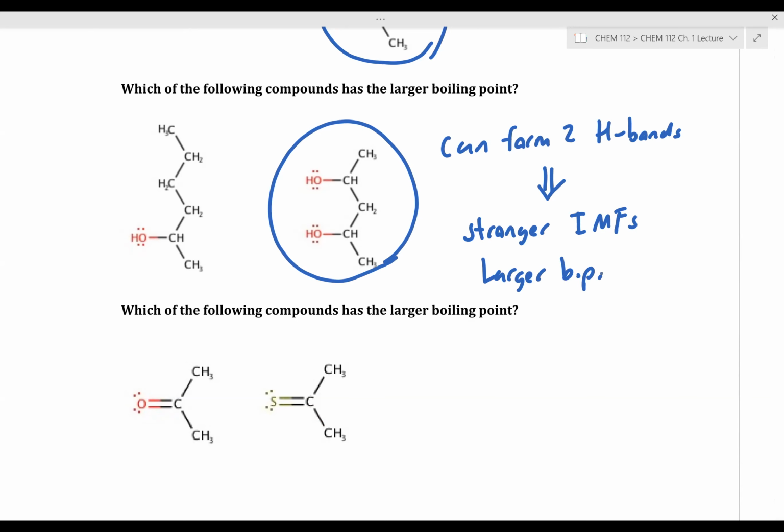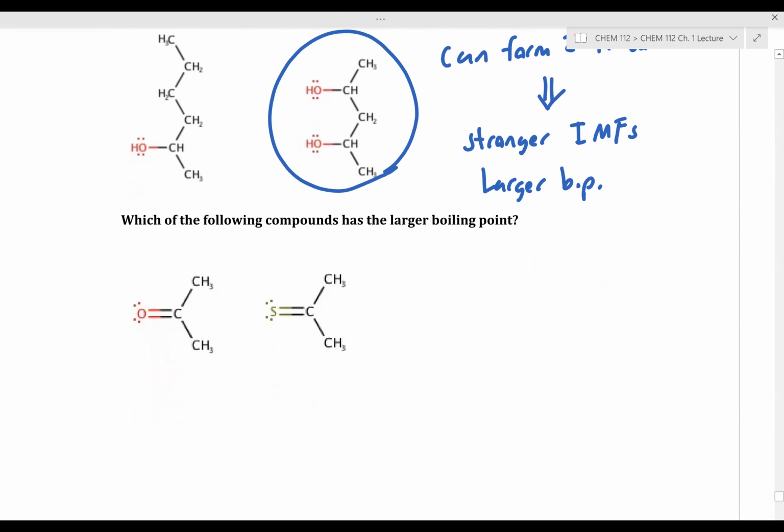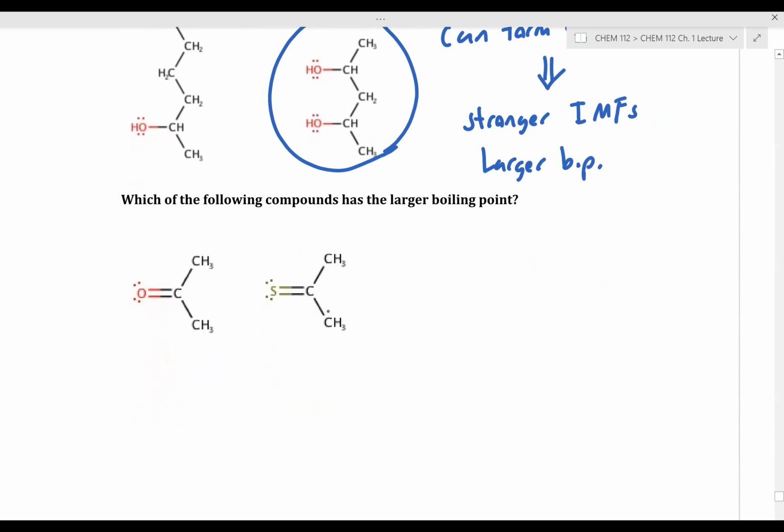Now, this example we're going to have to pay a little bit of attention to. If we compare acetone to thioacetone, if we compare oxygen to sulfur, what's the main difference between oxygen and sulfur? So size and molecular weight, right? And which of these two atoms has a larger atomic mass, oxygen or sulfur? Sulfur. Okay, so thioacetone has a larger molecular weight. So would we expect thioacetone to have a larger boiling point? Yes, exactly right.